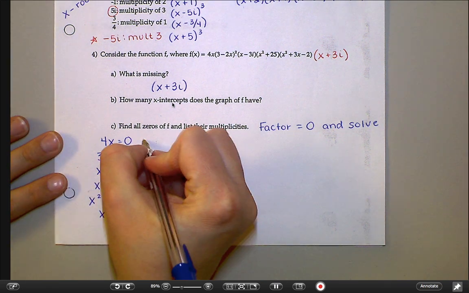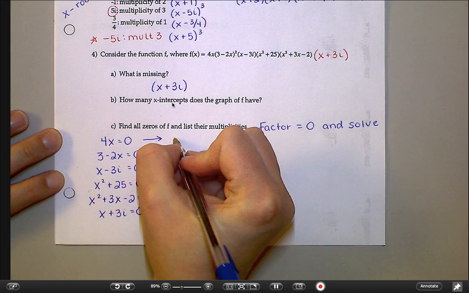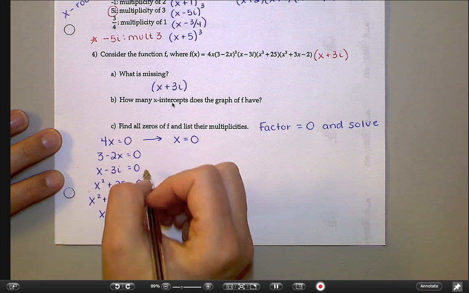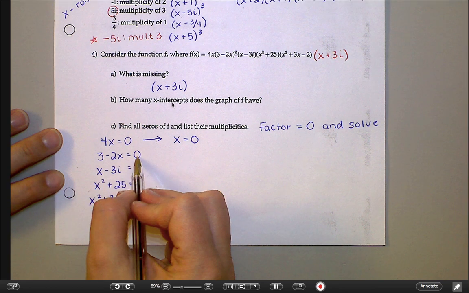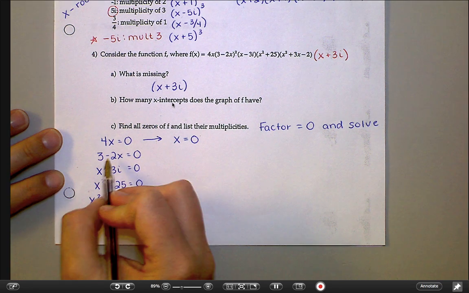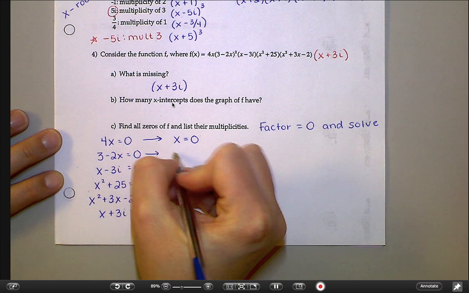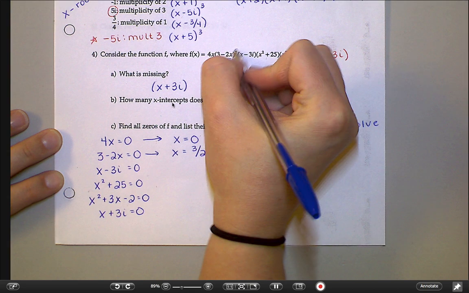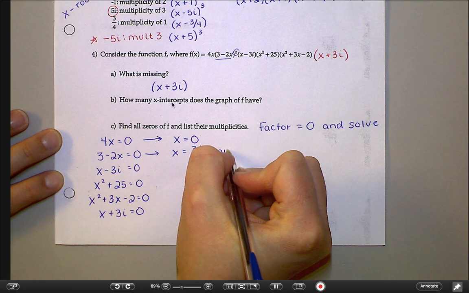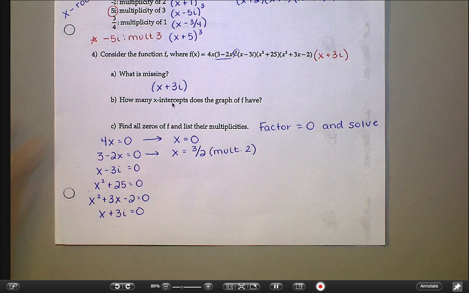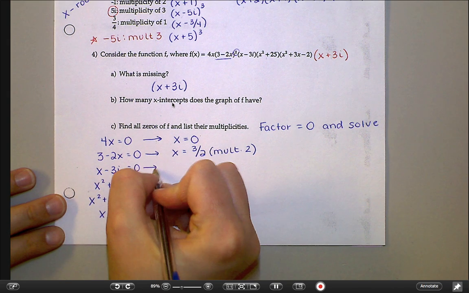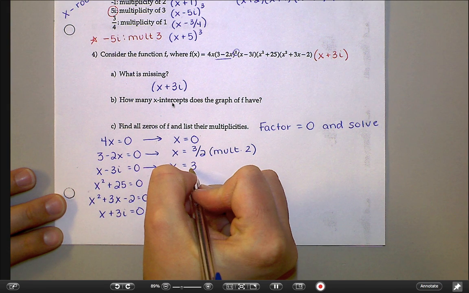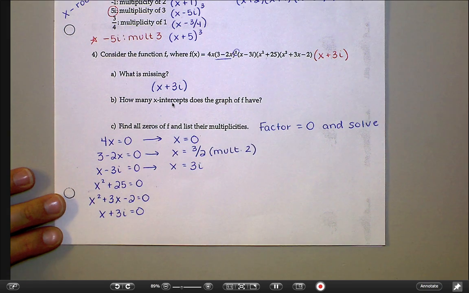All right, so if 4x equals 0, and I divide each side by 4, I get x equals 0. That's one of my roots, and that one only has a multiplicity of 1. 3 minus 2x equals 0, so I would subtract 3, that gives me negative 3 over here, divide by negative 2, and I end up with x equals positive 3 halves. And that one came from right here where I had a multiplicity of 2, so this root has a multiplicity of 2. All right, if x minus 3i equals 0, then I could slide that 3i over and get x equals 3i. And that one didn't have any multiplicity.